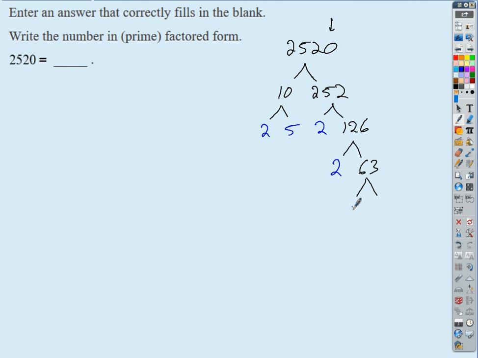I could do some bigger ones. I could do 7 and 9, couldn't I? 7 and 3 would have worked too. 7 and 9, and then 9 breaks up into 3 and 3. And so you always stop. I made the numbers that we stopped on blue, but what's true about all the blue numbers? They're prime numbers. Yeah, so when you get to a prime, you stop. And so the answer is 2520 is equal to 2 times 5 times 2 times 2 times 7 times 3 times 3. Can we write it in a little shorter way?